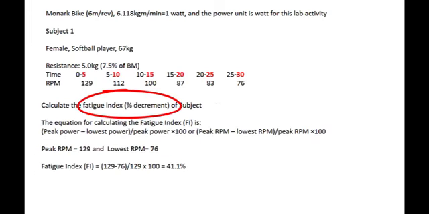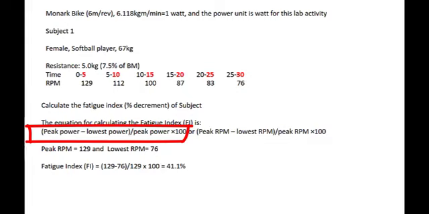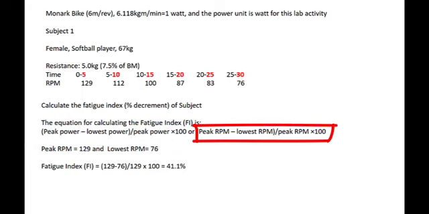Percent decrement or fatigue index can also be calculated, which uses the peak power and the lowest power from each of the 5-second intervals, or peak RPM and the lowest RPM from each of the 5-second intervals. The equation for calculating the fatigue index is open bracket peak power minus lowest power closed bracket divided by peak power multiply 100, or open bracket peak RPM minus lowest RPM closed bracket divided by peak RPM multiply 100.